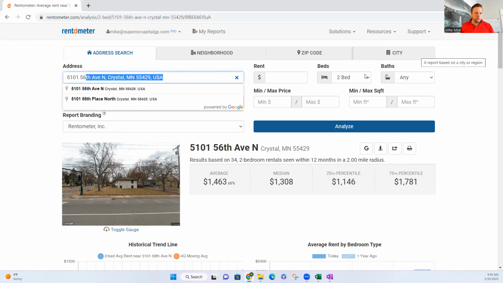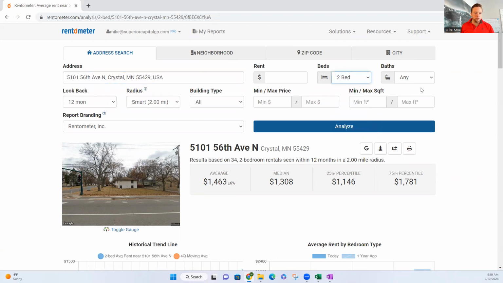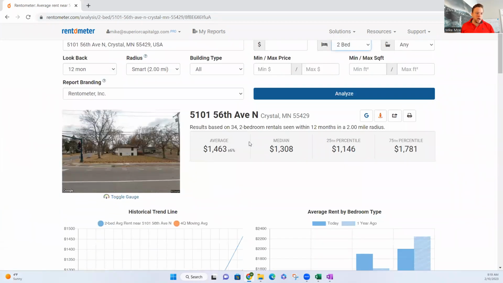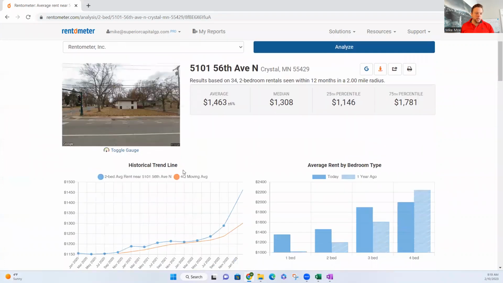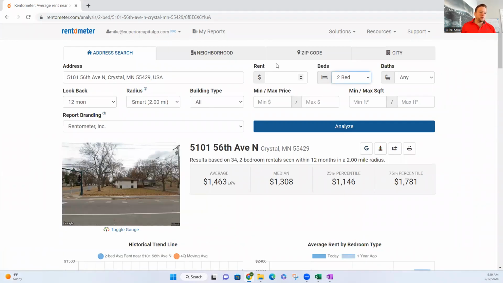Just enter in the address here, whether you've got 2 beds, 3 beds, 4 beds, and then you can see what the average and the median and the lower end and the top end of the rental ranges are, and then you can see trends as well. As far as what you plug in, you could be super bullish and put in the 75th percentile. You could be super conservative and put 25th percentile. I'd go a little bit towards the high end.